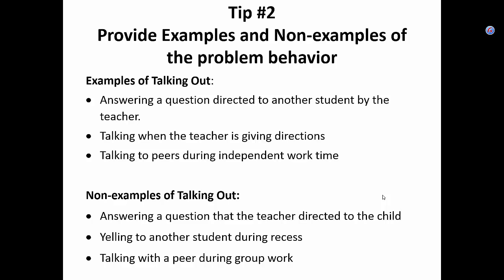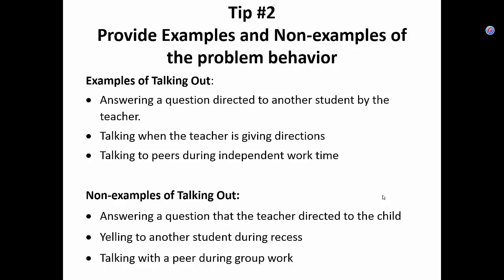Now the non-examples. We also want kids to know what is acceptable and what are not examples of talking out, so you can define that boundary, and of course for our teachers and observers who might be looking at the behavior. Non-examples of talking out would be, when is it appropriate to talk? So, answering a question the teacher directed to that specific student. During recess, yelling to another student, that is an acceptable time to talk out and maybe even to yell. Of course we'd like to see appropriate comments and such. And then finally, talking with a peer during group work time would not be an example of talking out. So we want to be clear about defining what is appropriate behavior and what is not appropriate behavior.